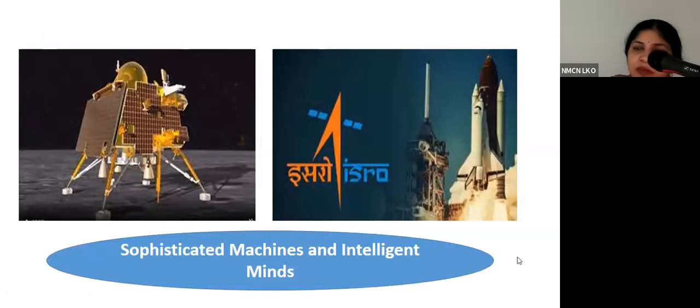So sophisticated machines do wonders in intelligent minds. So we have to train. It is not only the machine and mode which makes the difference.